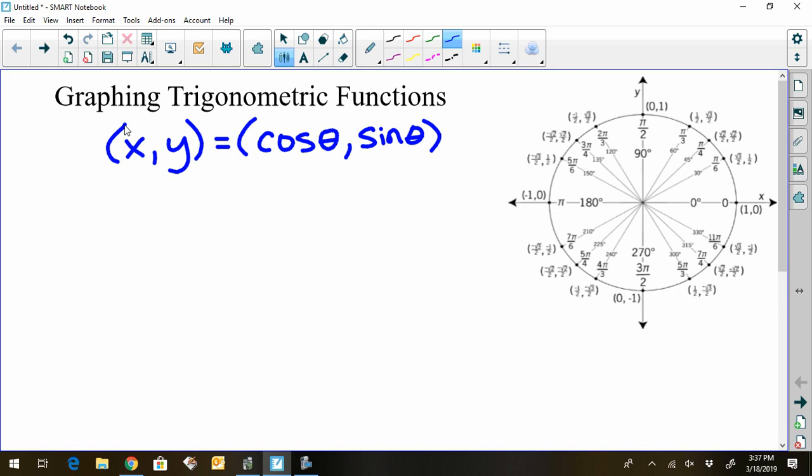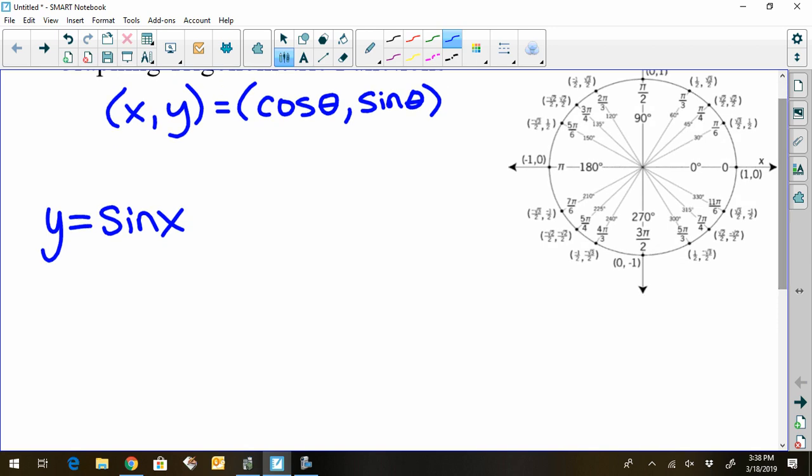So I'm going to say y equals sine of x. Now, it gets kind of confusing because our x's and our y's kind of represent different things right now. But hang in there with me. If we don't know how to graph something, we always start and make a table.